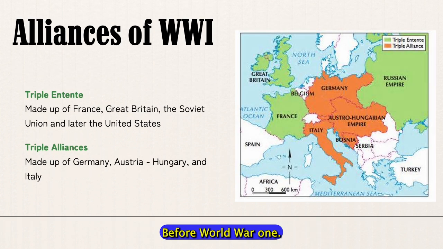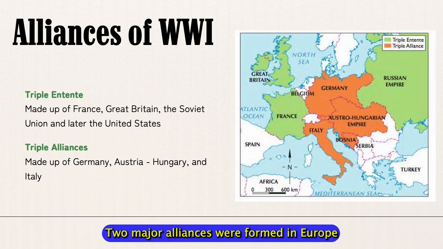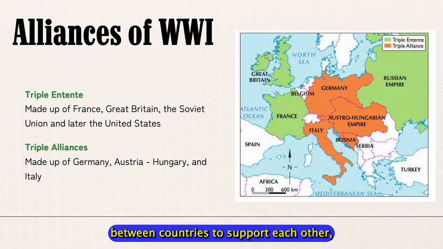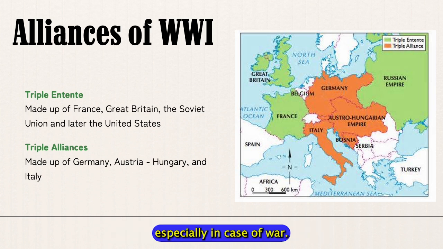Before World War I, two major alliances were formed in Europe: the Triple Entente and the Triple Alliance. These alliances were agreements between countries to support each other, especially in case of war. They were created because European nations were competing for power, land, and resources, and they felt they needed allies to protect themselves. The Triple Alliance was formed first in 1882.